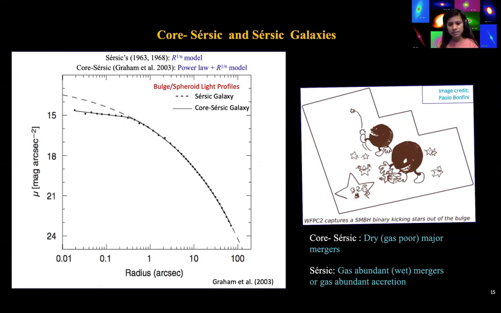Now, why these core Sérsic galaxies have deficit of light is because these are those massive galaxies which are formed through dry, or we can call gas-poor mergers. And during that merger process, when their supermassive black holes come together, during their coalescence, they kick out the stars from the center, just like this cartoon here, and create a depletion of light at the center. That is why the core Sérsic galaxies have a flat inner light profile.